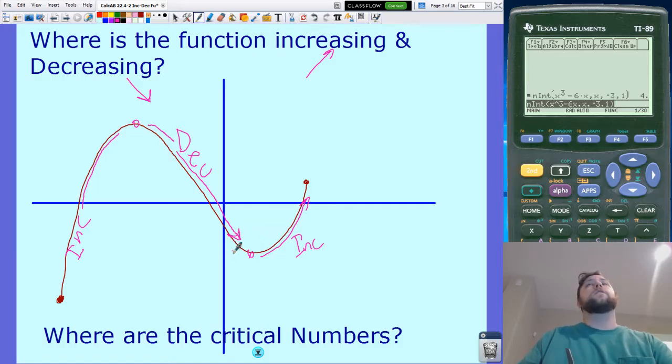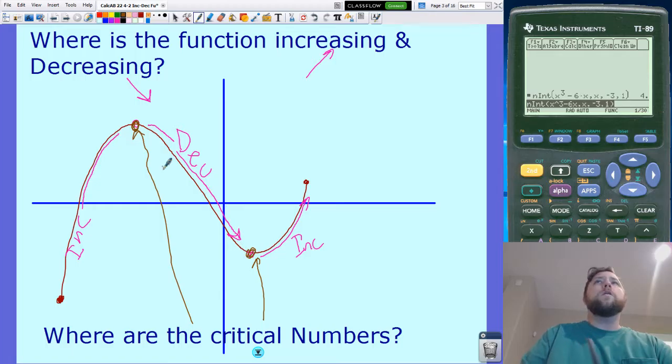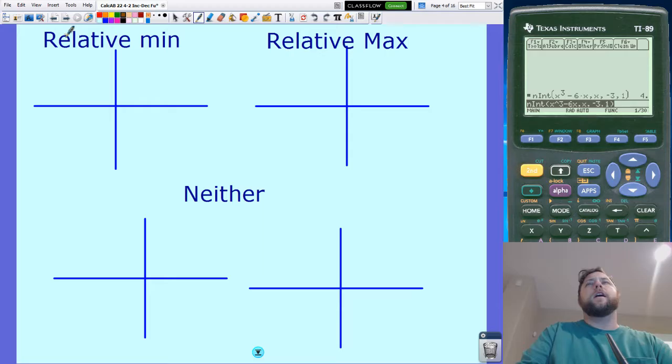So where are the critical numbers? Critical numbers happen wherever you have the relative maxes and mins. So a critical number happens right here, the top, the vertex here, and the vertex down here. Notice the critical numbers are where it changes from increasing to decreasing and from decreasing to increasing. And that's one of the things about critical numbers. They set the intervals where you could change from increasing to decreasing. And here's what that looks like.